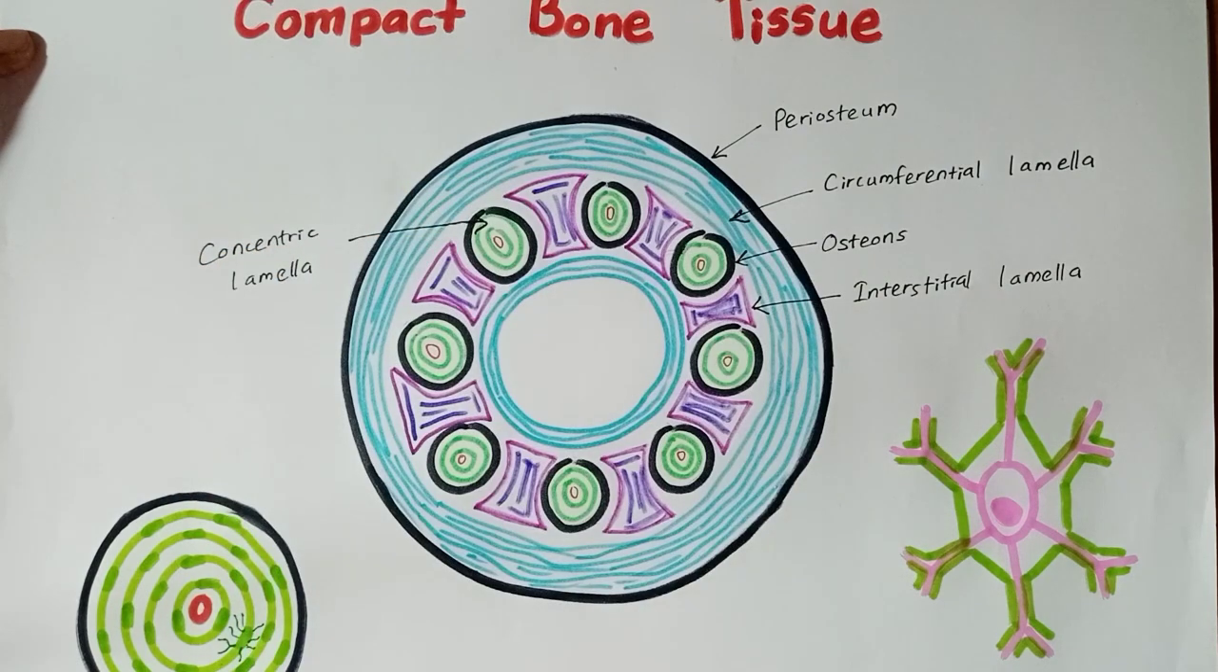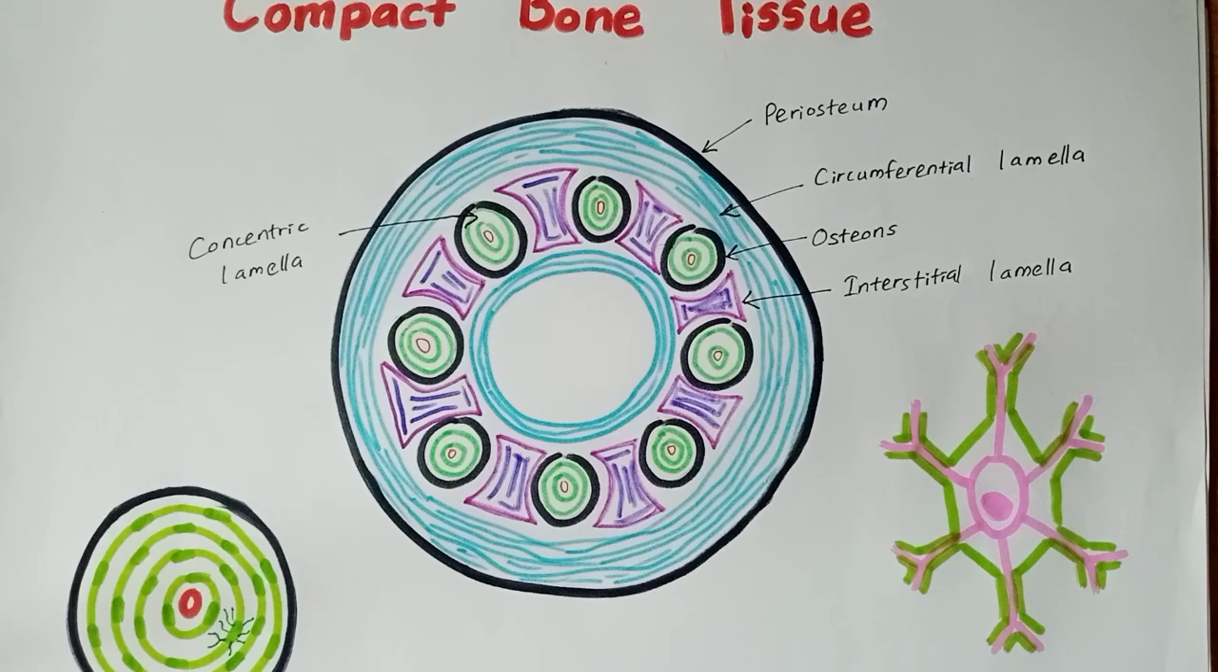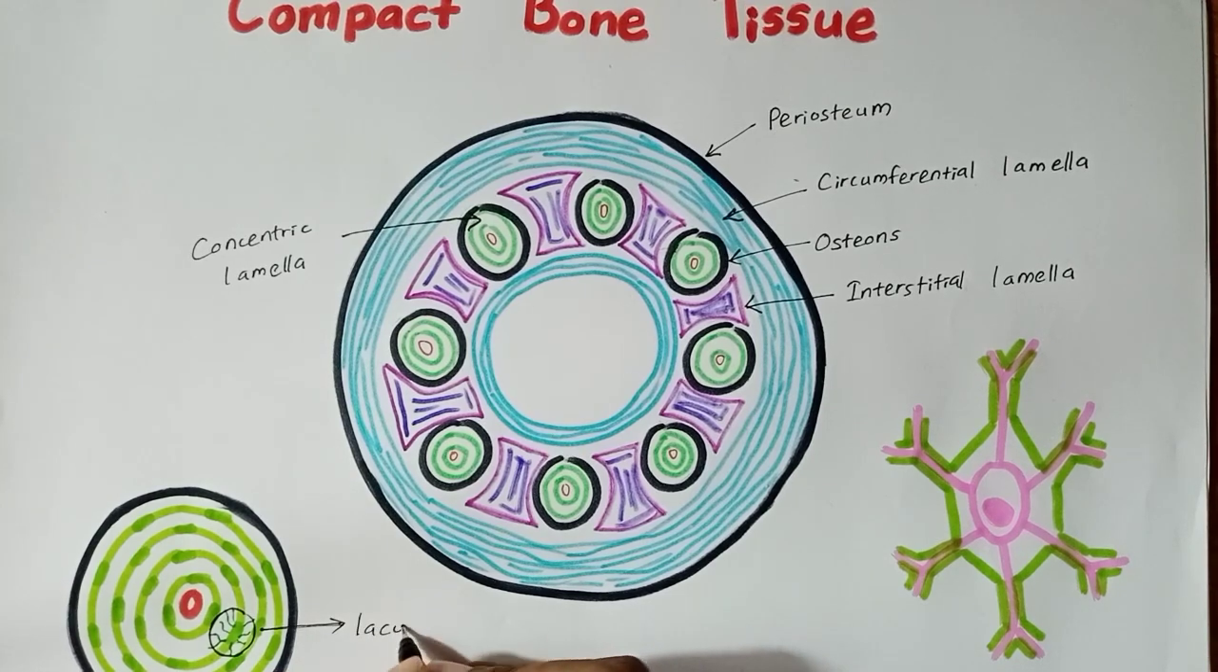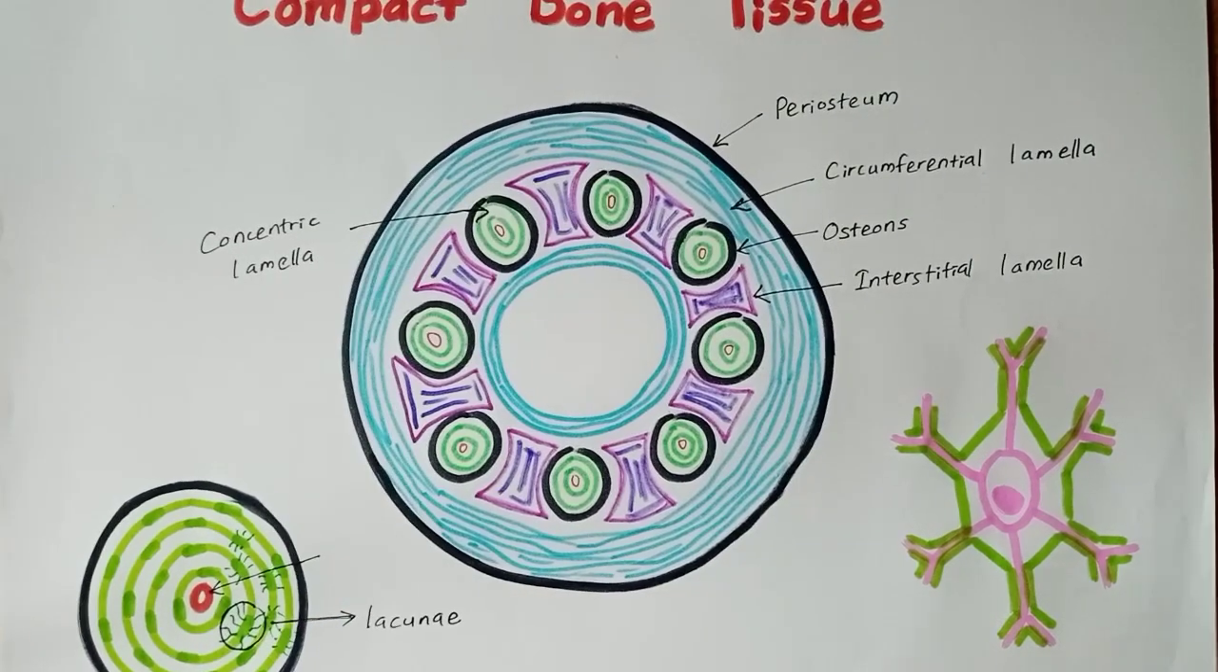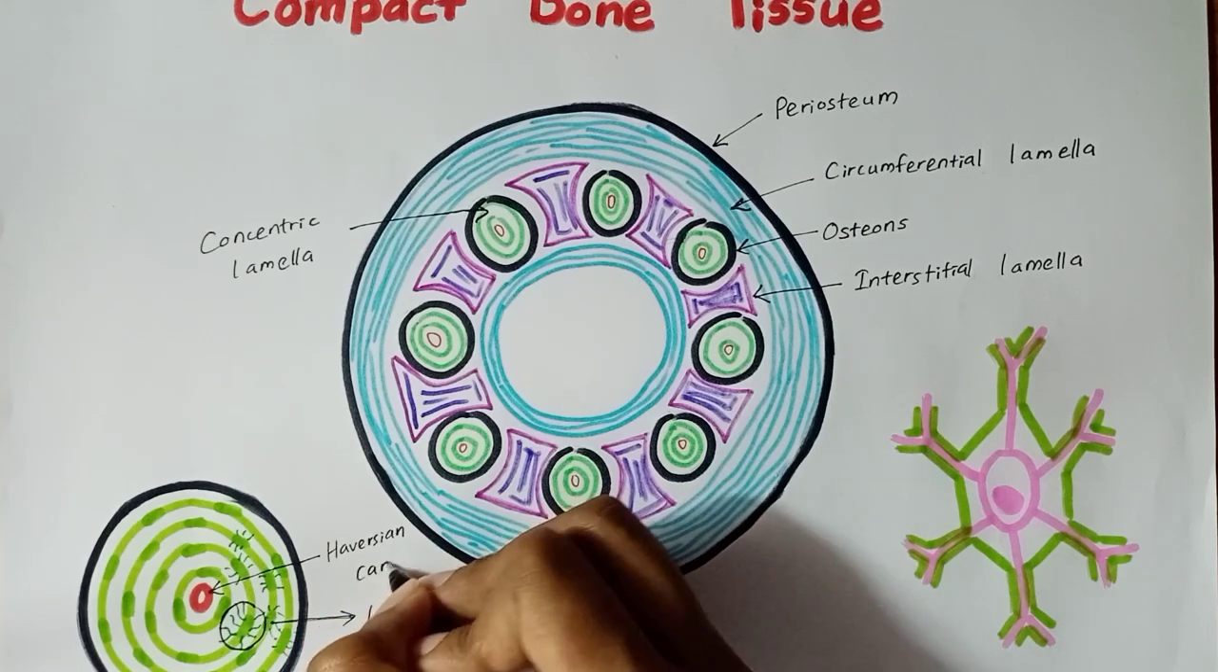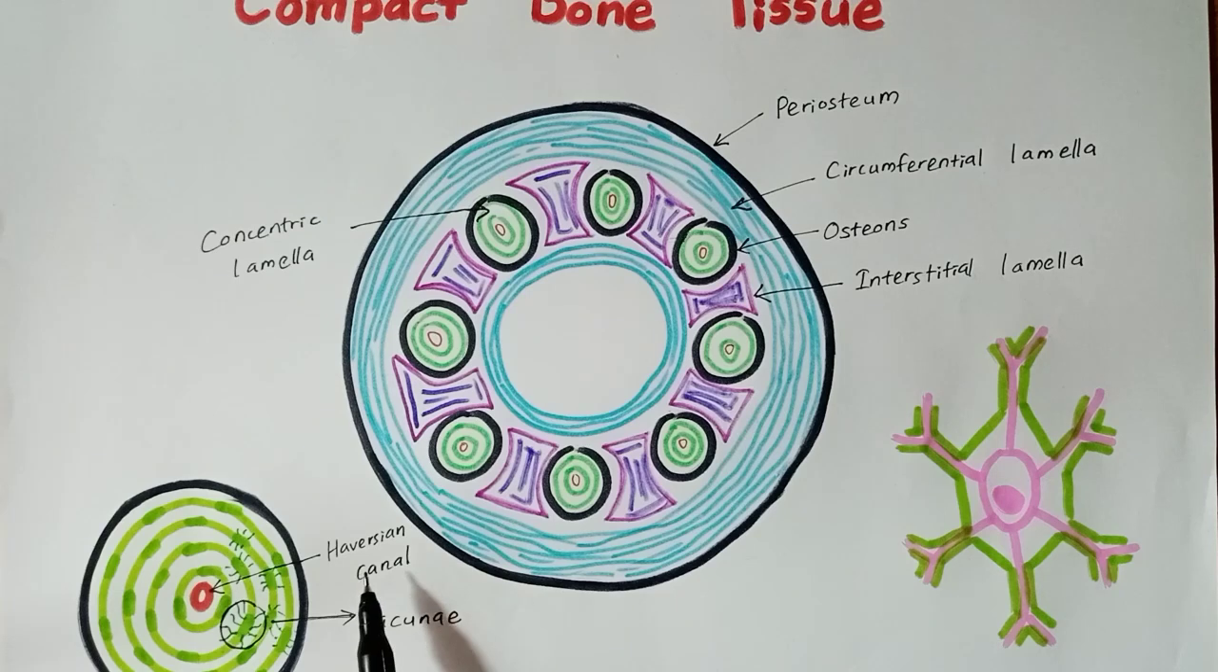So now let's see what an osteon is. We know this osteon is a structural unit of the bone, and it consists of concentric lamella, and in these lamellae there are spider-like structures. They are known as lacunae. So the osteon consists of concentric lamella, and in concentric lamellae there are spider-like structures called lacunae, and also in the middle of the osteon there's a canal called the Haversian canal. This canal is lined with endosteum, and there are blood vessels and nerves within it.